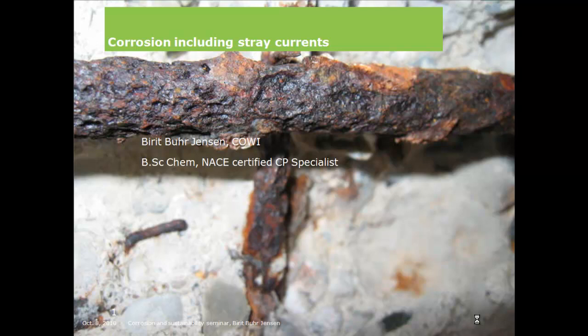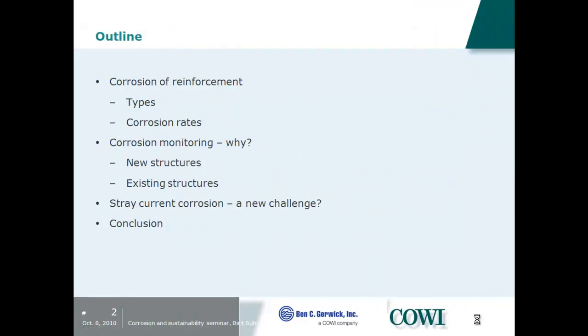We'll get started on the next topic on corrosion and stray currents. What I'll be talking about is corrosion and reinforcement, different types, corrosion rates. Corrosion is a lot of different things. I'll then deal with the corrosion monitoring. You raised a question on how to verify the service life. Let's deal with that. Stray current corrosion and conclusion.